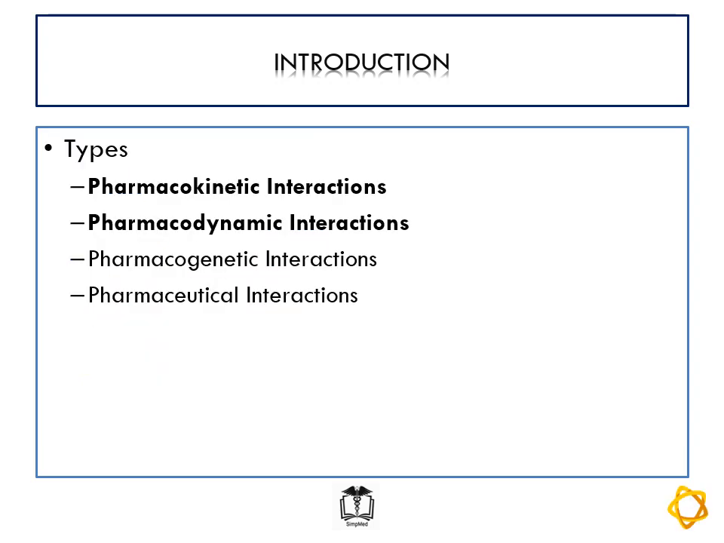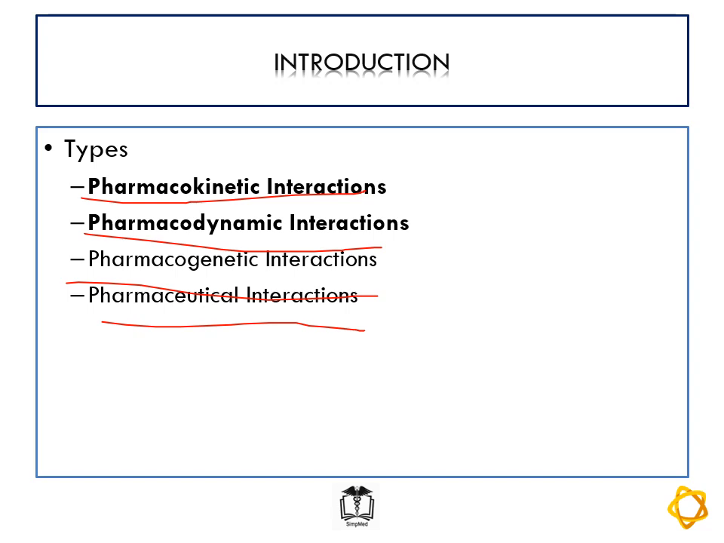There are four major types of drug interactions, although the first two drug interactions are the point of focus for this particular model. The four types of drug interactions include pharmacokinetic interactions, pharmacodynamic interactions, pharmacogenetic interactions, and pharmaceutical interactions.